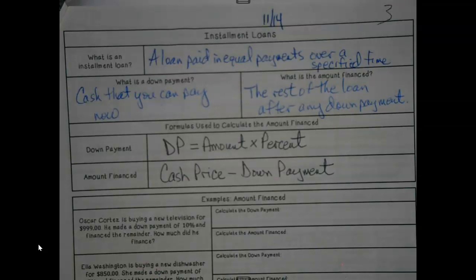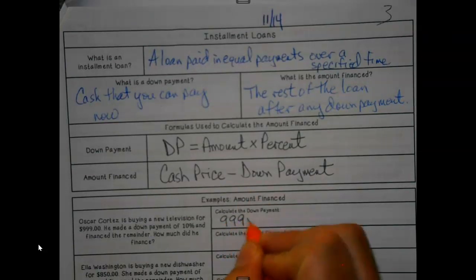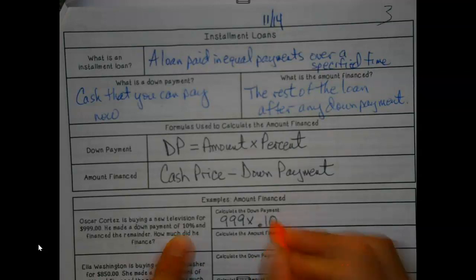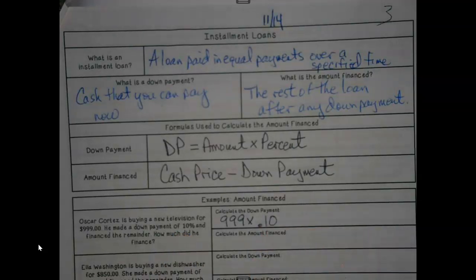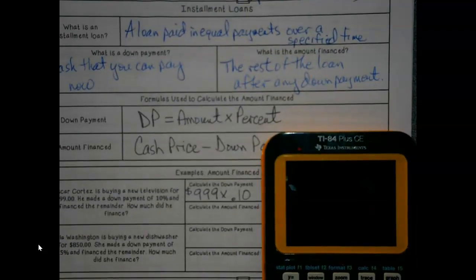And so, as we start to take a peek here, Oscar is buying a new TV for $999. Oh, the infamous 99s to make something sound cheaper. He made a down payment of 10% and financed the remainder. How much did he finance? Okay, so the down payment is the amount of the item times the percent, you know what I'm going to say next, as a decimal. And we're talking about money, so we're going to be rounding to the nearest cent if this does not end up being a whole dollar answer.